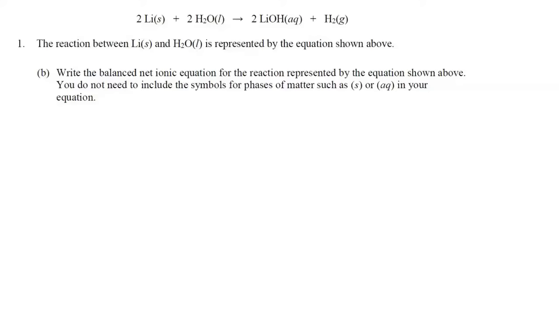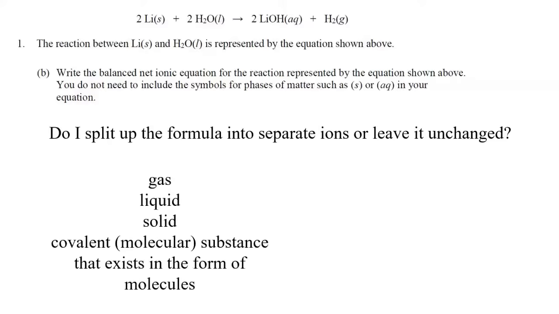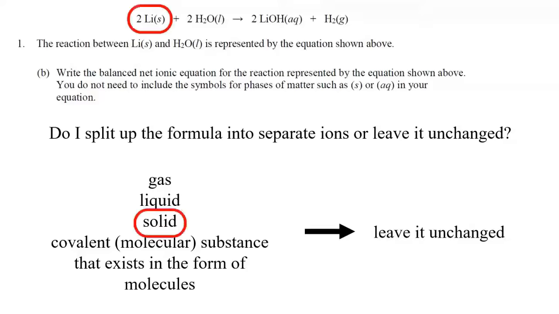When you are writing a net ionic equation, an important question to ask is, do I split up the formula into separate ions or leave it unchanged? Well, if you see a pure substance that is a gas, a liquid, a solid, or if you see a substance that you know is covalent or molecular, that exists in the form of molecules, then you would leave it unchanged. So on the left side of the equation, we see solid lithium. And that's an element, so we're not really going to split up an element anyway, but that would definitely be something that you would not split up.